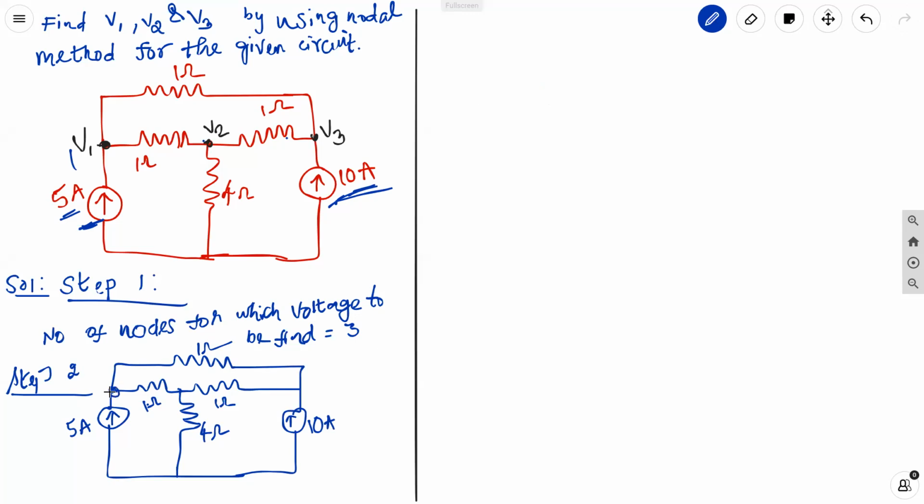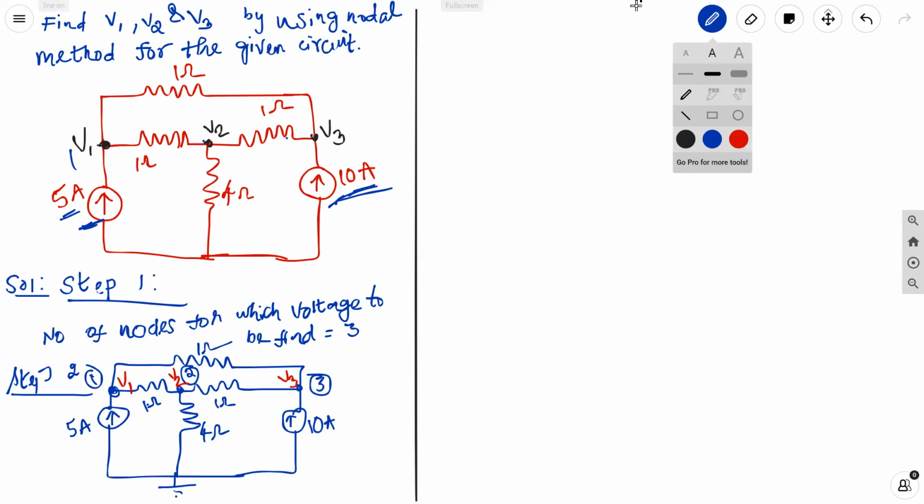This is node number 1. This is node number 2, and this is node number 3. Okay, and this one I'll choose as the normal ground node, right? 0 potential. And let us make the voltage at node 1 as V1. That is already mentioned in the problem. I'll take the same, voltage at node 2 as V2, and voltage at node 3 as V3, right?